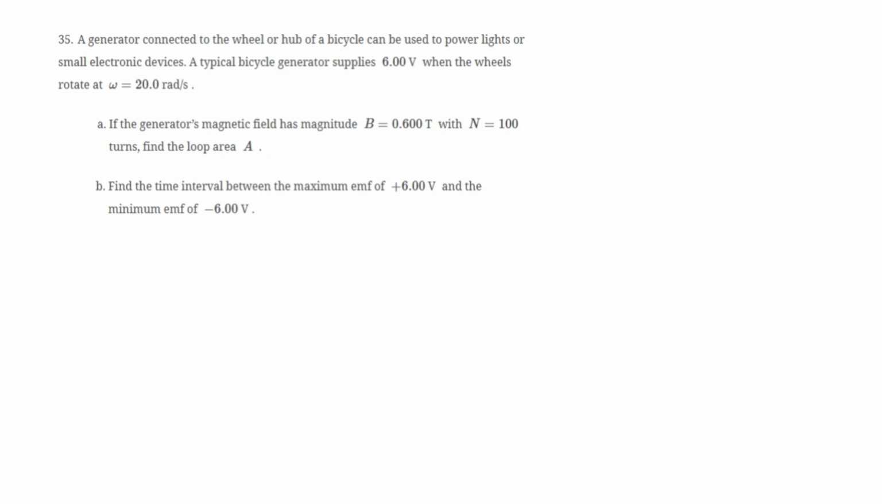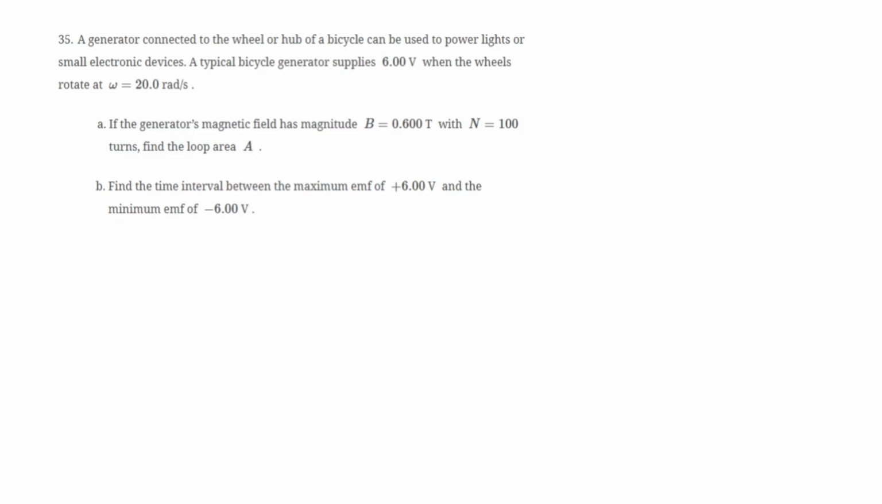They say a generator is connected to the wheel or hub of a bicycle and can be used to power lights or small electronic devices. A typical bicycle generator supplies 6 volts when the wheels rotate at 20 radians per second.